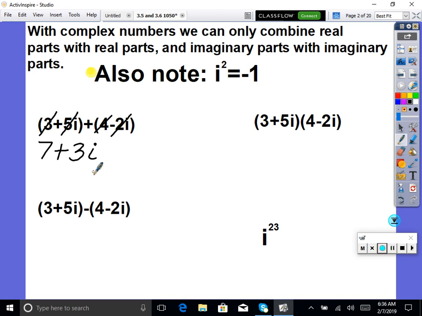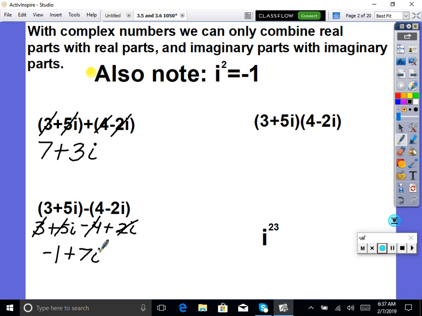So this one would be multiplication here. Oh, let's actually do subtraction next. So we would make sure we distribute the negatives. So that's negative 4 plus 2i. And then our front thing didn't change. And then just combine like terms. So 3 minus 4 is negative 1. 5i plus 2i, so that would be plus 7i. Complex numbers are really straightforward.